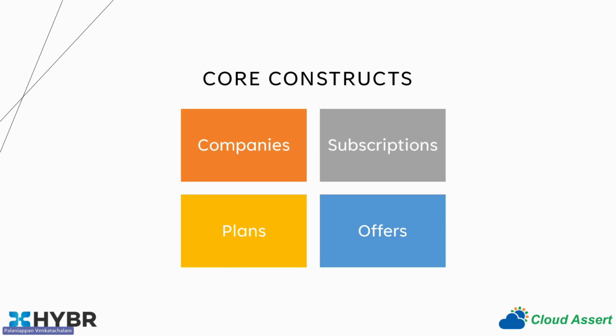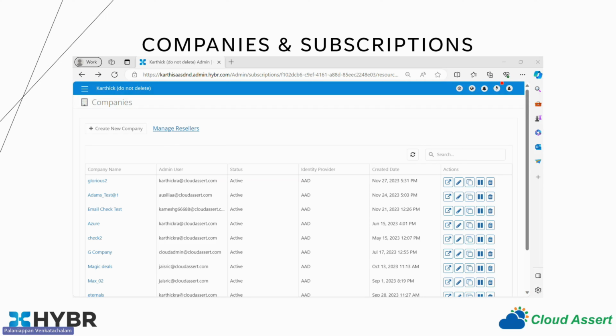One would be your companies. Who are you selling to? What are the things that you're selling to? We talked about subscriptions. The subscriptions will have the details of the company, what is the currency, where they are located, how you are going to bill them. All of that will be there in the companies.